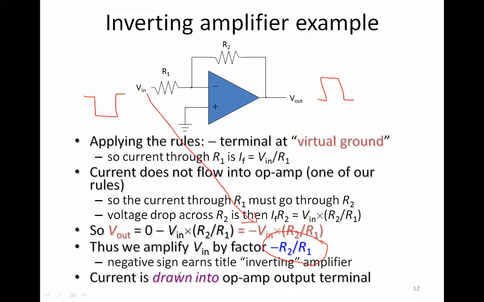Okay. So the current is drawn into the op-amp output terminal. So the current is not passing inside the op-amp. Okay, here it is blocked. Think that this is a big wall. Okay, the current is not passing through, but then the current passes through here and it appears at the output side. Okay, so the current is drawn into the op-amp output terminal.